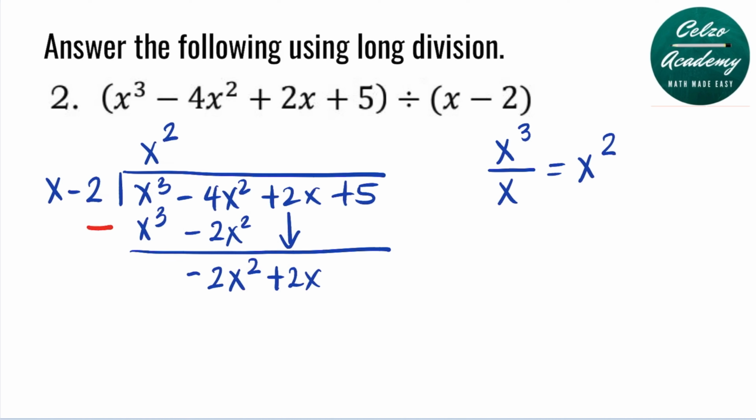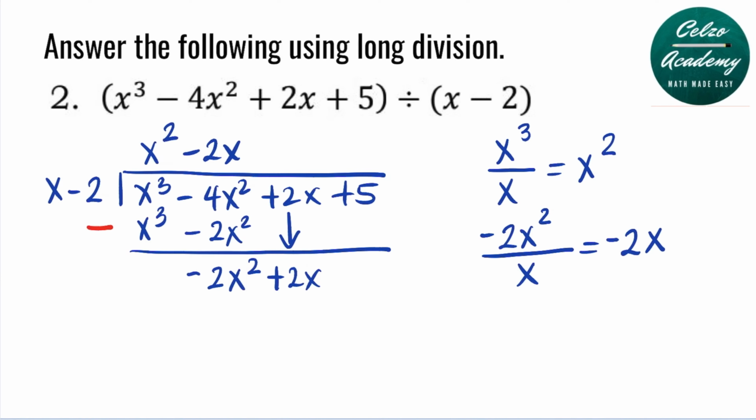Repeating the process, we need to divide the first term, negative 2x squared, by the first term of our divisor, x. Negative 2 divided by 1 is negative 2. Subtracting the powers 2 and 1, that is x to the first. So minus 2x is the second term of our answer.